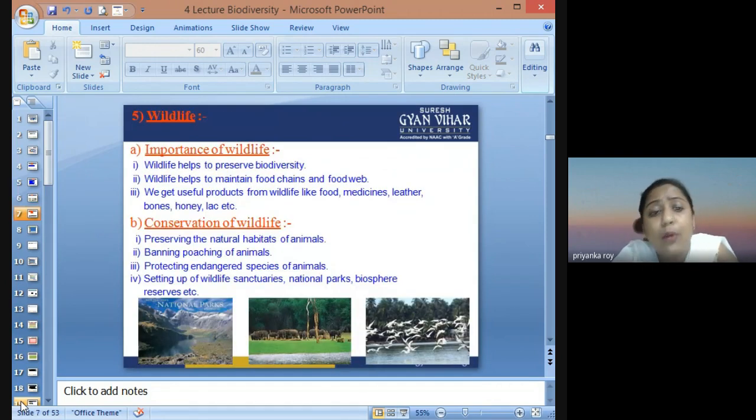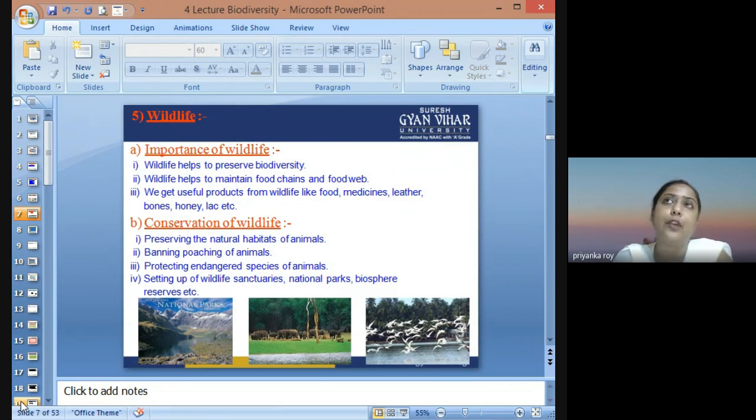Wildlife, like the importance of wildlife: they help preserve biodiversity, they help maintain the food chain and the food web. Like the case study I've told you about Yellowstone National Park, it helped in maintaining the food chain and the food web. So there is a very important thing that we need to understand, that we have to maintain the balance between the prey and the predators. So the prey and predator balance will also help in regeneration and regrowth of the plants in that region.